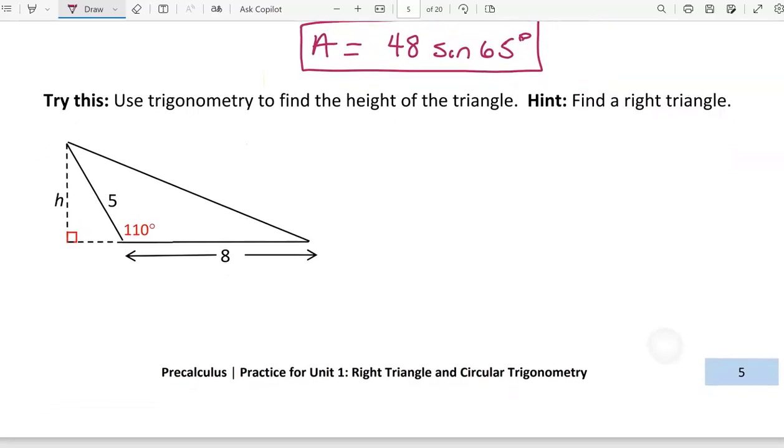Notice that, again, you have to find a right triangle, and this time you might find the right triangle in a slightly different place.